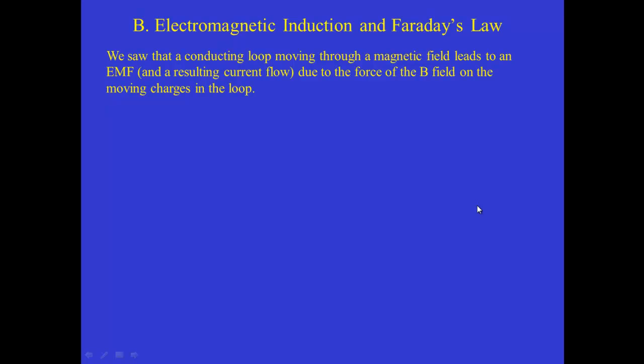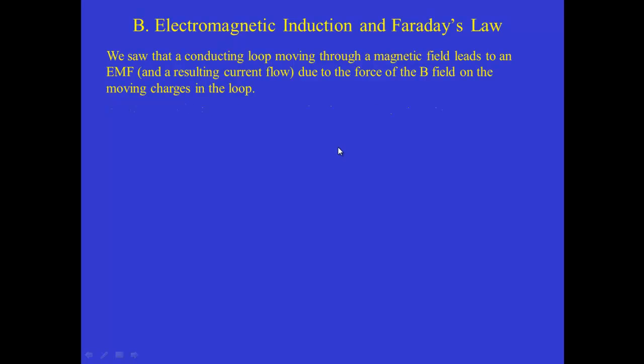What I'd like to do now is give an introduction to electromagnetic induction, the phenomenon, and the way that we describe it using something called Faraday's Law. What we saw last time was that a conducting loop moving through a magnetic field leads to an electromotive force and, if the loop is a closed loop, a resulting current flow due to the force of the magnetic field on moving charges in the loop.